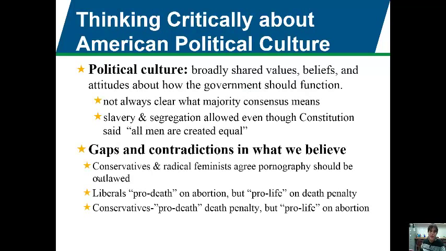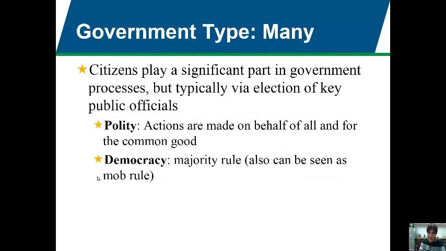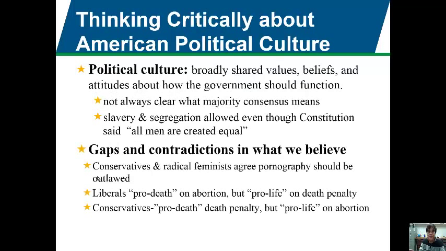So going back here, under government type many, you mainly just have polity and democracy. All right, so that's enough about government types. We went from having one ruler with the authoritarian type governments, the tyranny type governments, and the totalitarian type governments. And then we went on to the few with the oligarchy and the aristocracy, and then we went on to the many with polities and democracy.